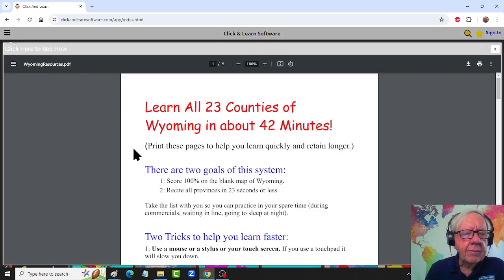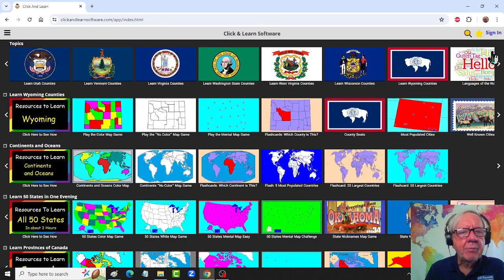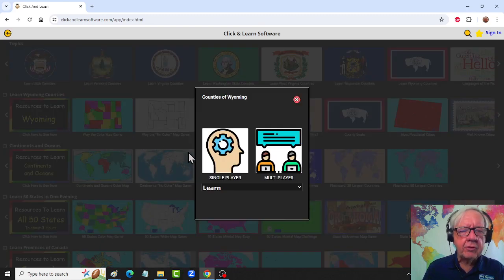Over here, this is where I got the maps. You can print these simply by clicking the print button and print as many copies as you want. I have printed 5 copies for this, and I've already taken the pretest, and you can see that I scored probably 1 out of 23, which would be about 4%. So let's get right into this system. I've never done this before with Wyoming.